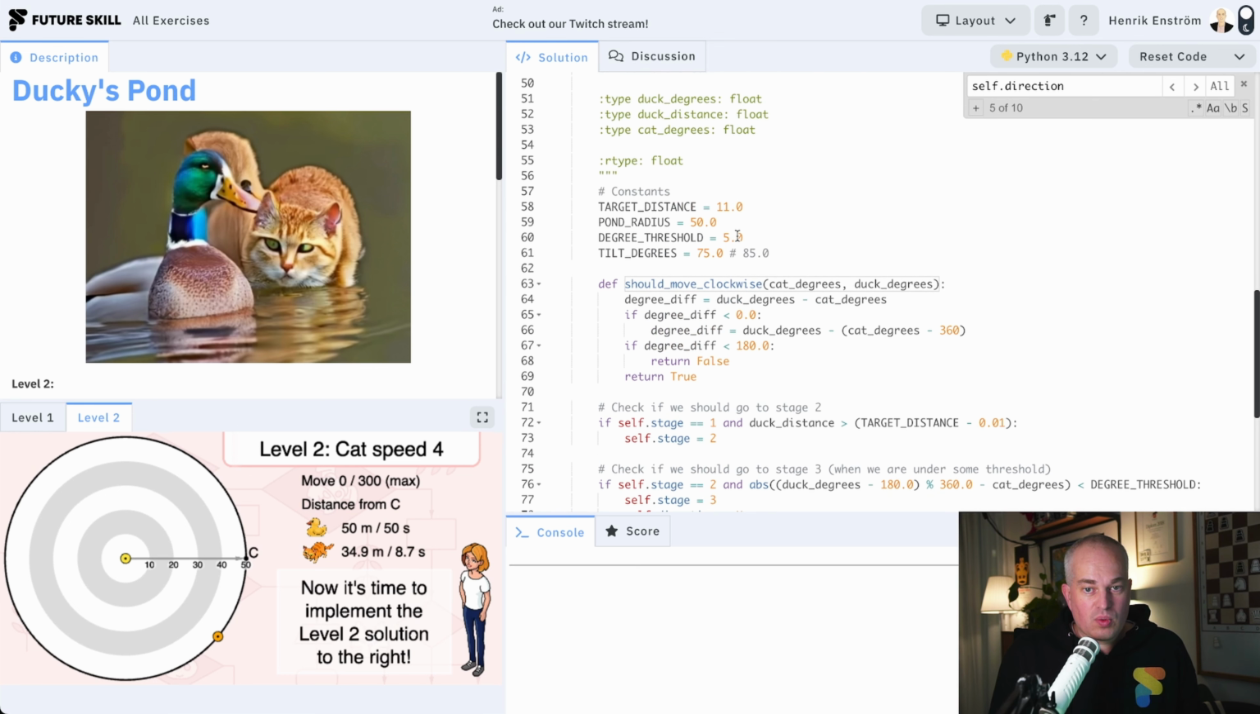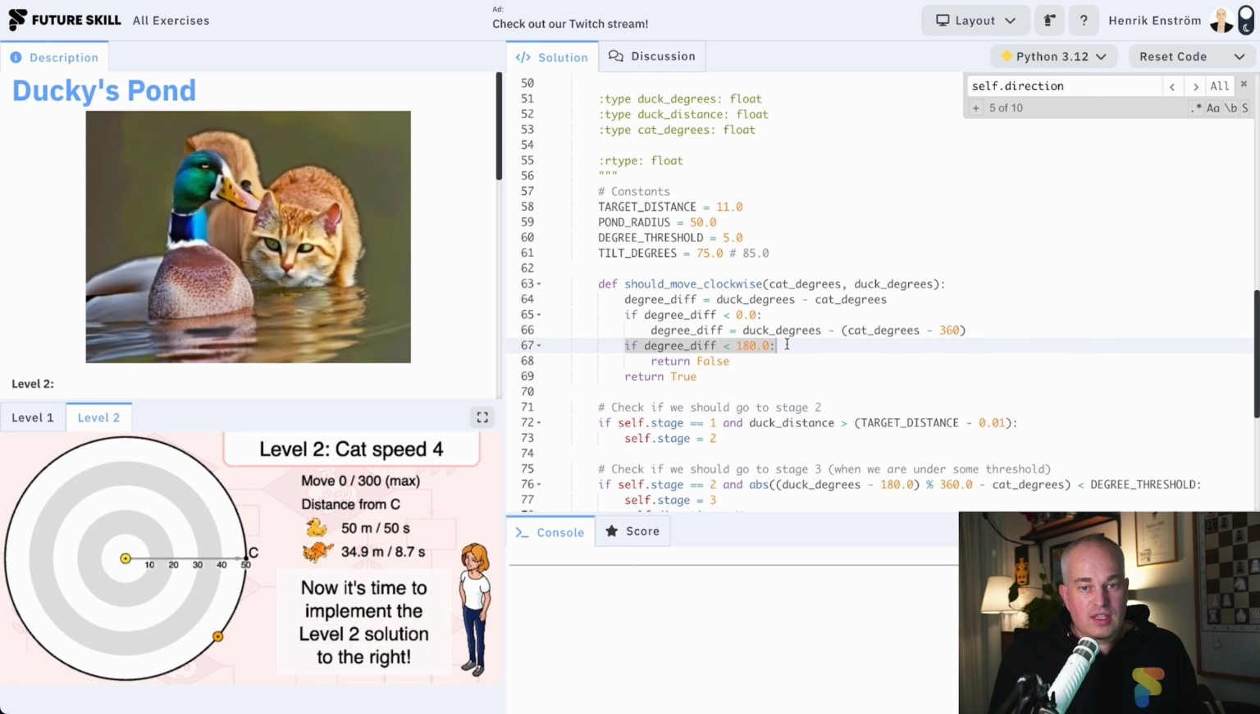So should move clockwise checks the cat's degrees and duck degrees that we get in. We calculate a diff here, a value of the difference between duck and cat. And if it's less than 0, then we change the degree diff to duck degrees minus cat degrees minus 360. Yeah, this is just to get a positive value. I wonder if we could have just used modulo here. But when we realize we have a negative value, then we want to move to the positive side. So then we do this. This might be possible to simplify.